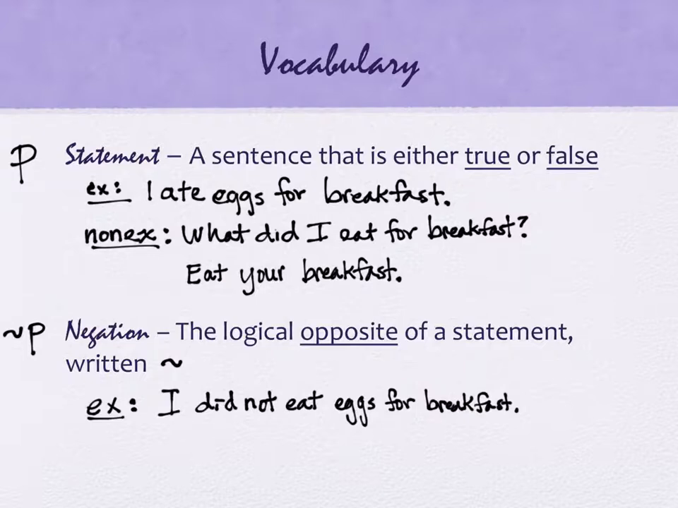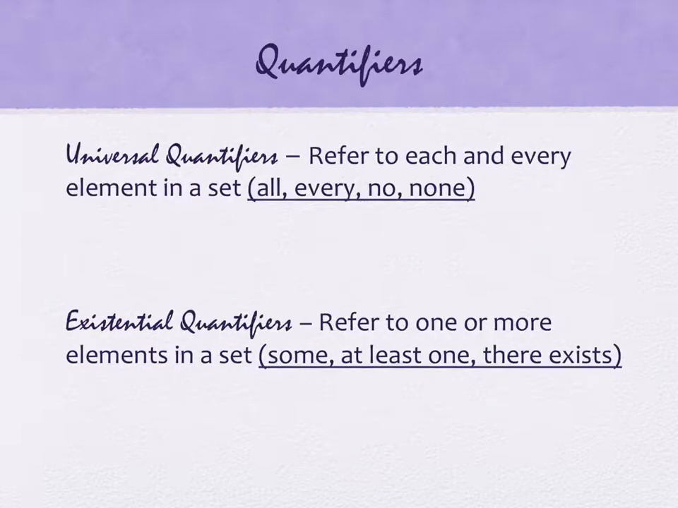All right, so it sounds pretty straightforward, right? I did, I didn't. Or if somebody says, I didn't run today, then the opposite of that would be I did run today, right? Those are very straightforward. But it gets a little trickier when certain language gets involved. That type of language is called quantifiers. There are two types of quantifiers.